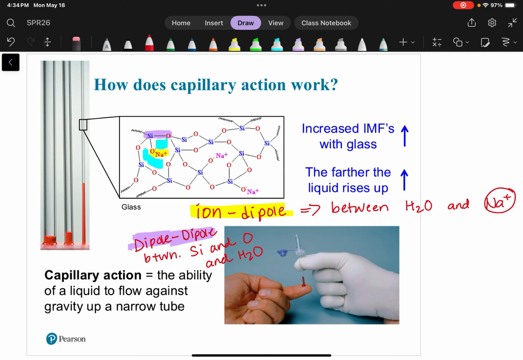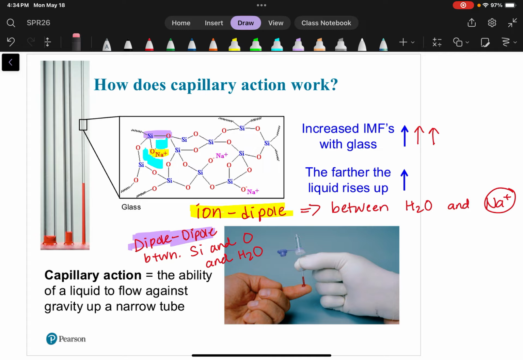Your water is going to experience those intermolecular forces with the glass. And that's going to cause it to ride further up the tube as all of those water molecules keep being attracted to the glass. That climbing is called capillary action. So that is the ability of a liquid to flow against gravity up a narrow tube.